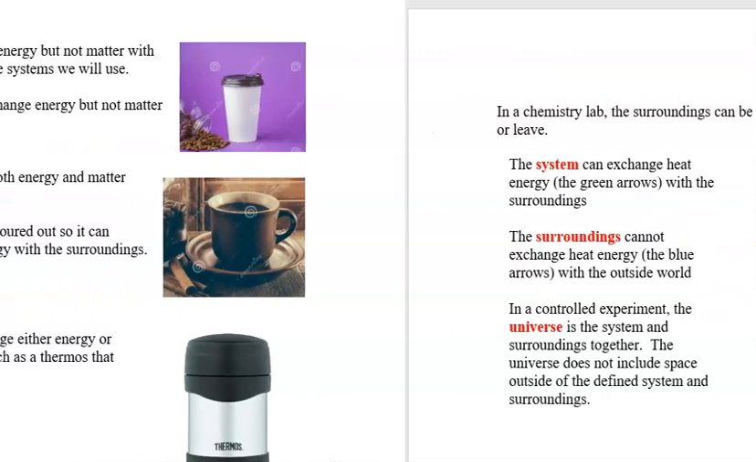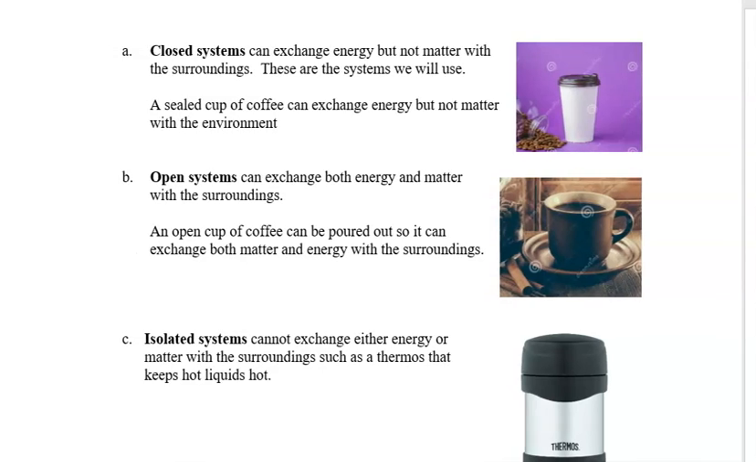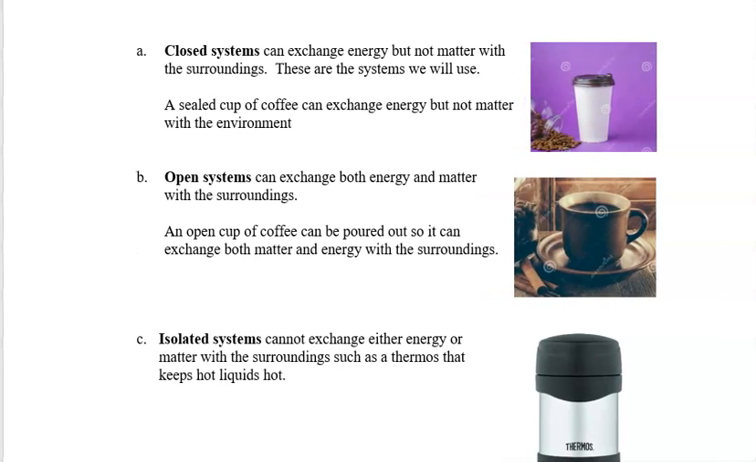All right, so let's define several types of systems. Closed systems can exchange energy but not matter with the surroundings. These are systems that we will use. So a sealed coffee cup can exchange energy but not matter with the environment. So you can't spill the coffee out of that cup, but heat can come out of that cup.